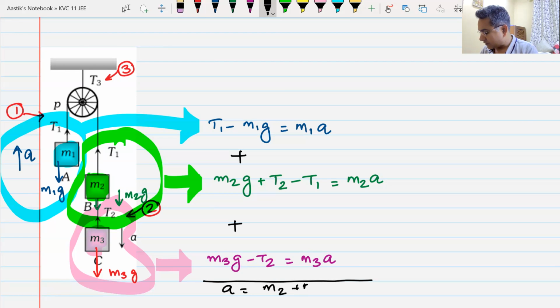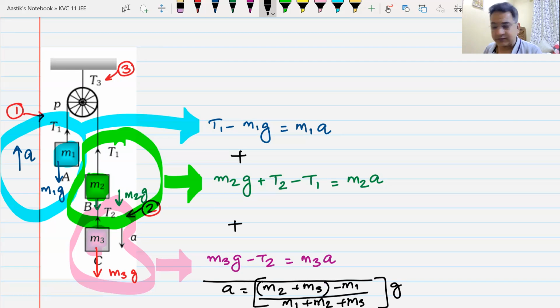M2 plus M3 minus M1, divided by M1 plus M2 plus M3, the entire thing multiplied by G. Everyone understands this? Yes or no? Now you did not have to do so much. You could have done it in a very simple way.